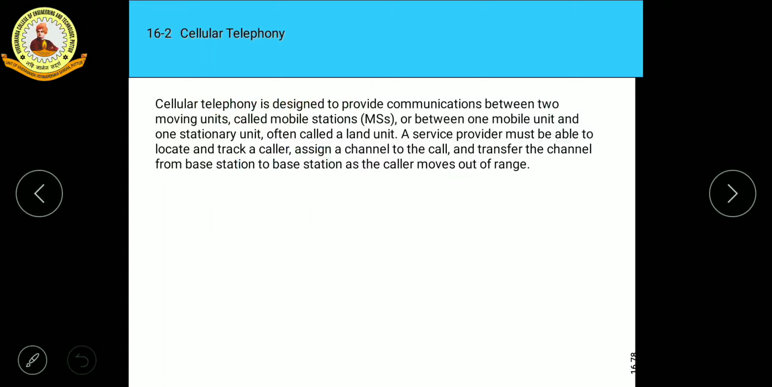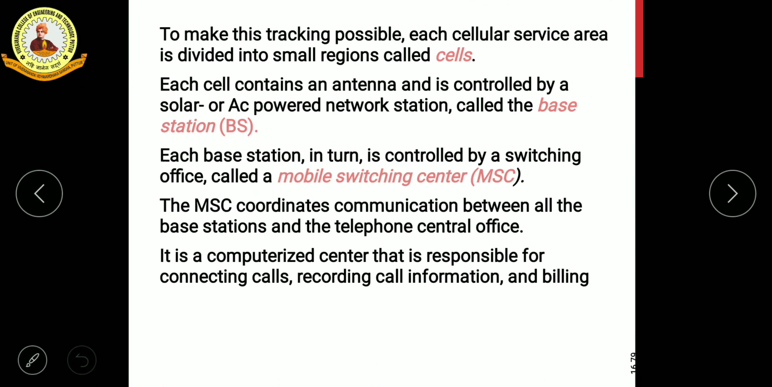To make this tracking possible, each cellular service area is divided into small regions called cells. I will discuss it later. Each cell contains an antenna and is controlled by a solar or AC powered network station called the base station. Please remember these things; you will come to know several keywords here. First I mentioned cells. Cells are the cellular service area, so the area bounded by a base station is called a cell. Each cell contains an antenna, what we call a mobile tower, which is called a base station. That is the technological terminology used.